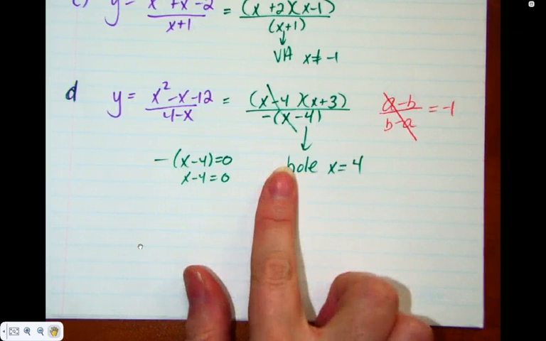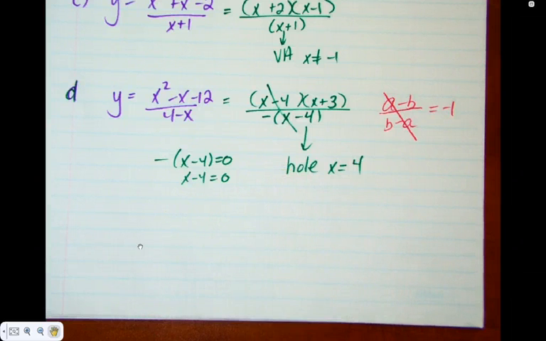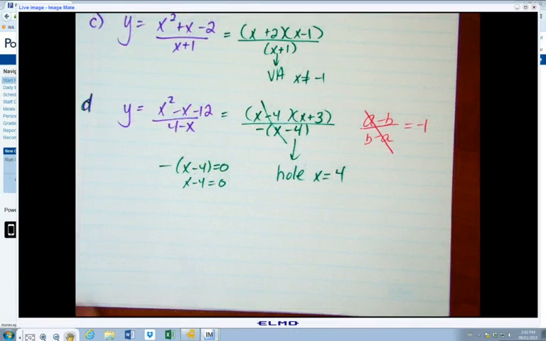But it's not on the bottom. It has to be a vertical asymptote on the bottom.